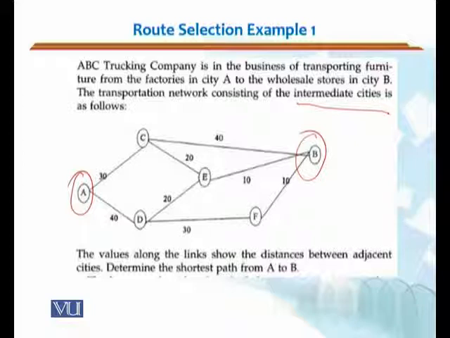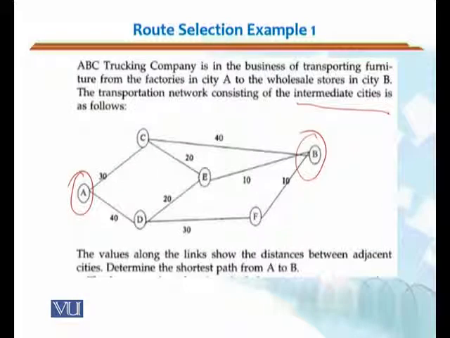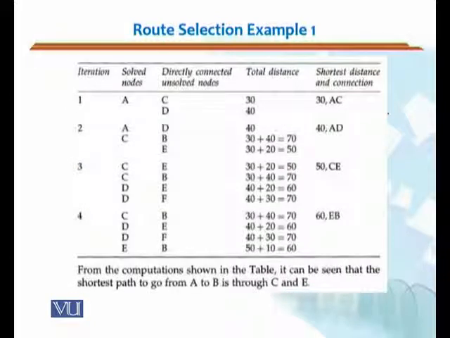So what we need to do, we need to determine the shortest path. So the 4-step procedure, which we have seen before, we will apply on this network. So iteration would be to have a solved node. Solved node means the origin, first of all, from where we will be starting. So we have A with us. A is directly connected with C and D. You can see it from the network that A is directly connected with C and D. So these are the directly connected nodes, and we have to look at the distance.